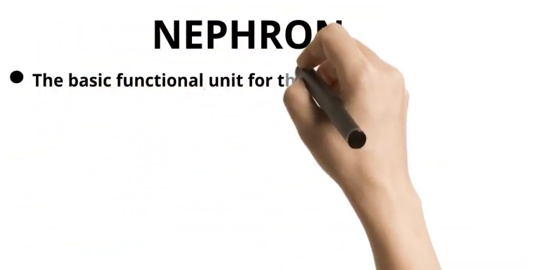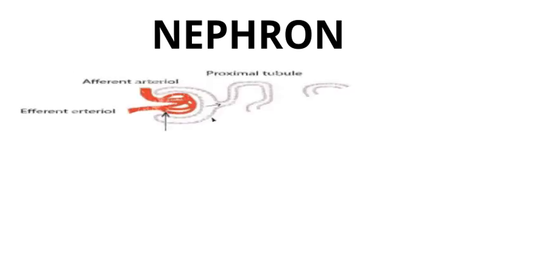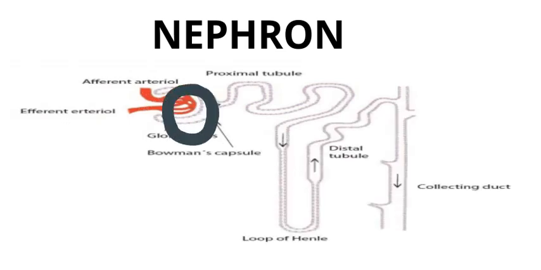Still on the kidneys, I would want us to consider the nephron, which is known as the basic functional unit for urine production, also referred to as the structural and functional unit of the kidney. The nephron is made up of two parts, the renal capsule and the renal tubule. The renal capsule is made up of a set of capillaries, known as the glomerulus, which is found within a structure known as the Bowman's capsule.